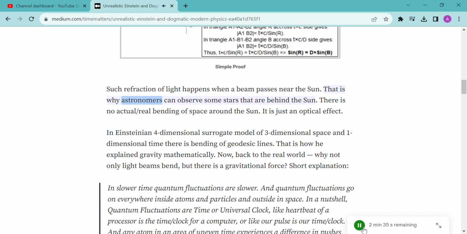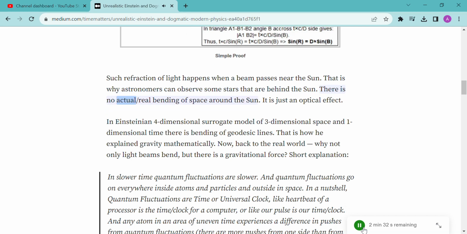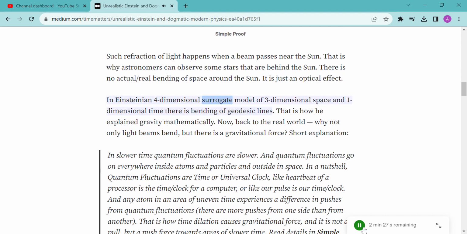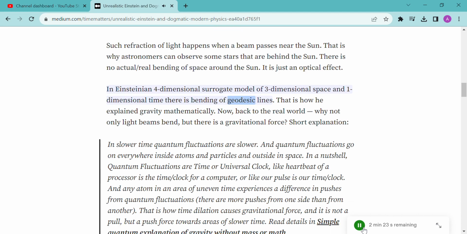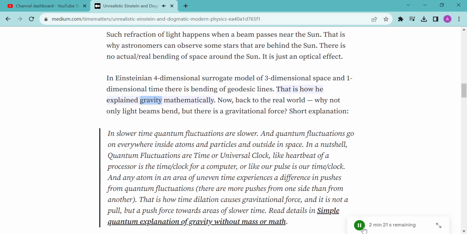That is why astronomers can observe some stars that are behind the sun. There is no actual or real bending of space around the sun. It is just an optical effect. In Einstein's four-dimensional surrogate model of three-dimensional space and one-dimensional time, there is bending of geodesic lines. That is how he explained gravity mathematically. Now, back to the real world.